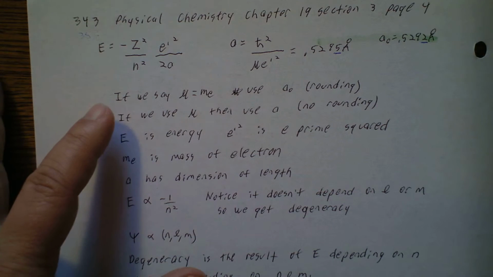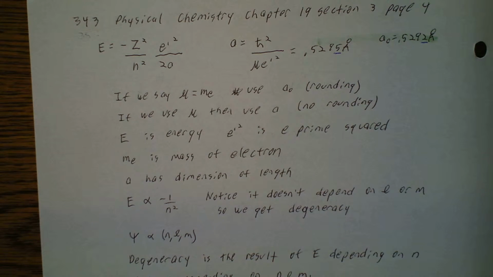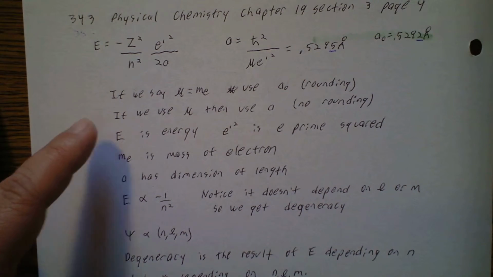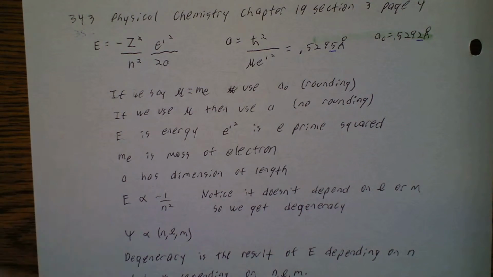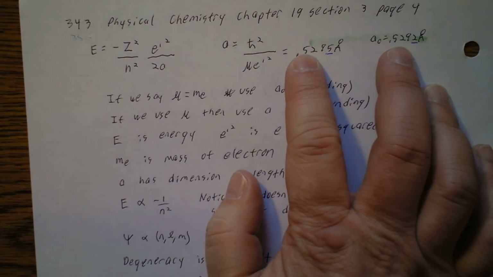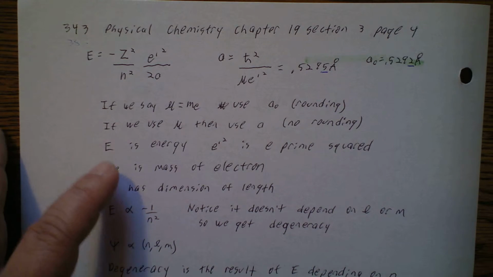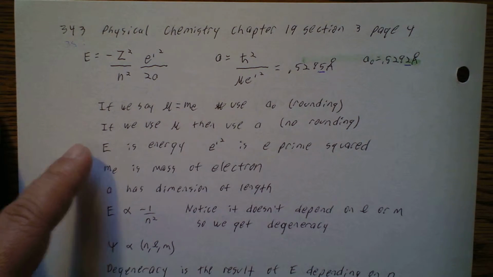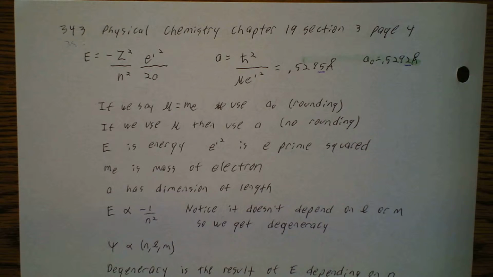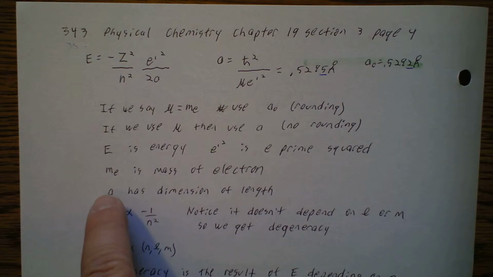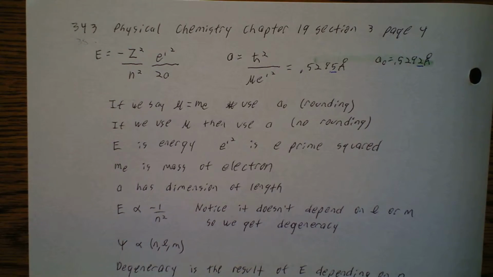Okay, so here we go. If we say that mu is equal to the mass of the electron, an approximation like we showed before, then use a0 rounded. Oh, I see, that's why. So if we use mu, then use a without rounding. Which one depends on whether you're going to approximate or use an exact number for the reduced mass. So remember, capital E is energy. e prime squared, like I said, that's e prime squared. And then m subscript e is the mass of the electron. And of course, a has dimension of length.